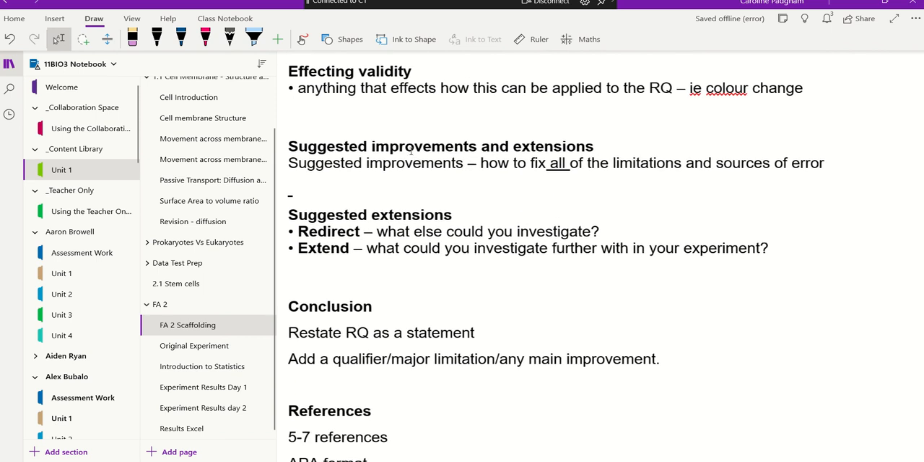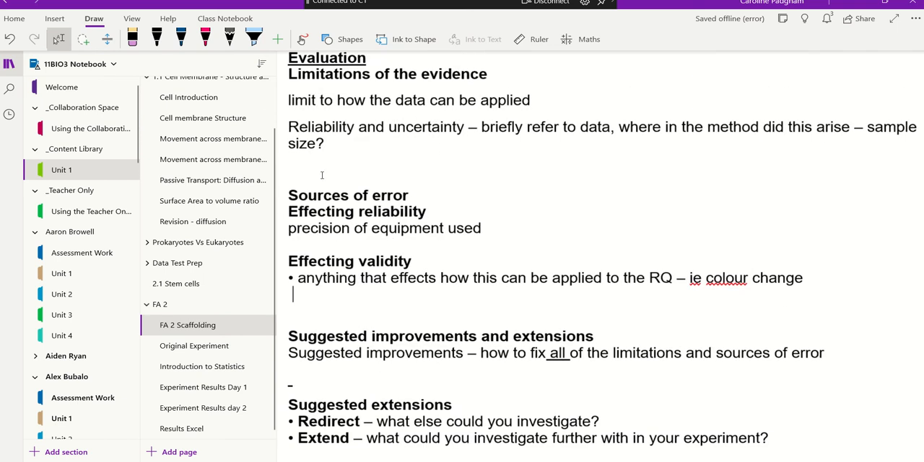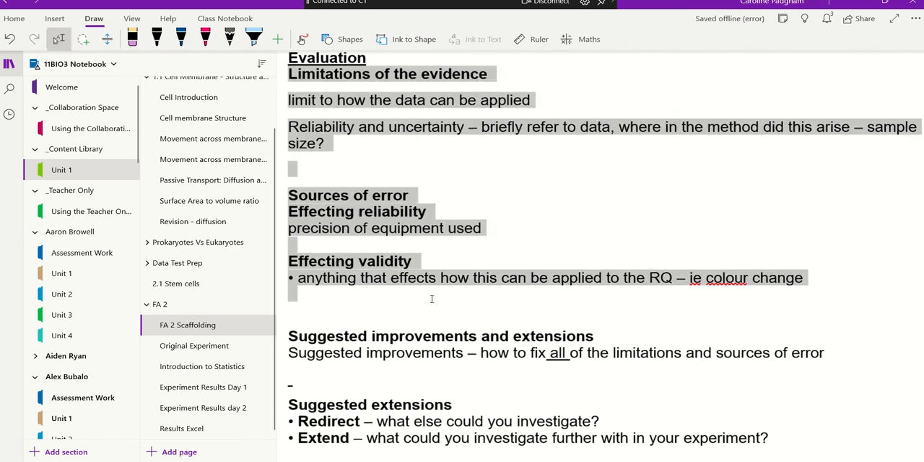Improvements is so easy to do. Once you've got good sources of error and sources of limitations, every single one is just how you fix it, how you fix it, how you fix it, how you fix it. Okay? So then what I would do is copy all this, paste it under there, and then rewrite it as a solution, and then delete all the other ones.